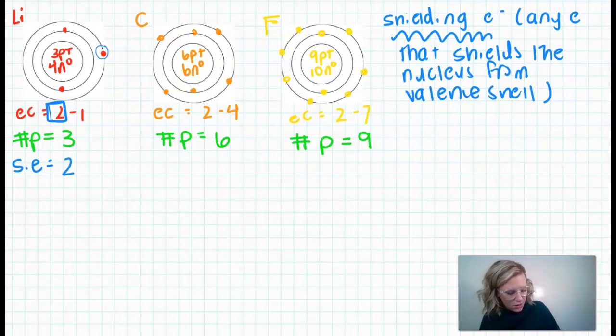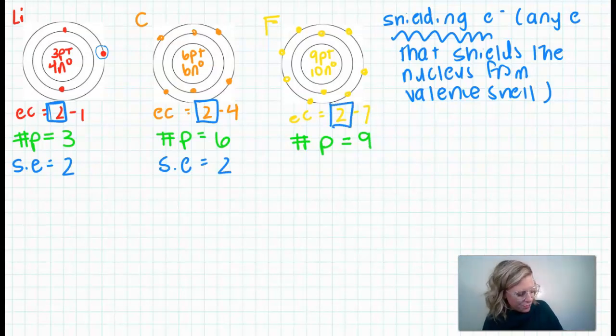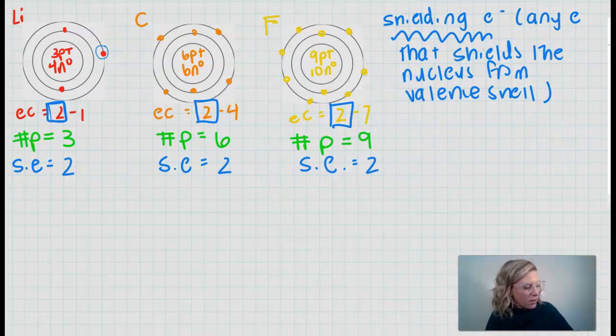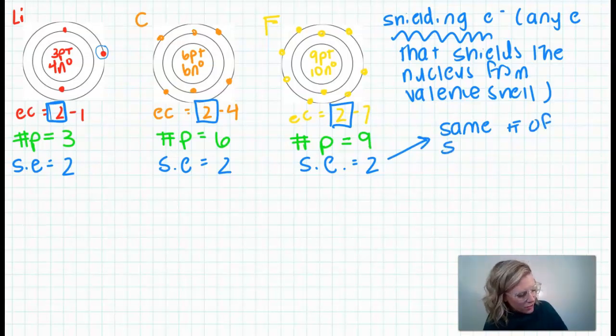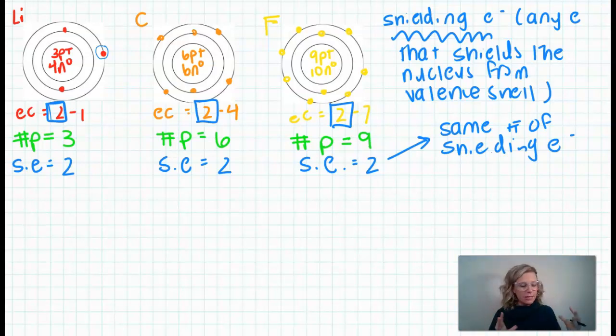In this case, I have 2 shielding electrons. For carbon, again, any electron that's not the valence electron, so we have again only 2. And for fluorine, again, we have only 2. So you'll notice that all 3 of these have the same number of shielding electrons. This is going to be really important to our conversation as to what keeps these atoms together.